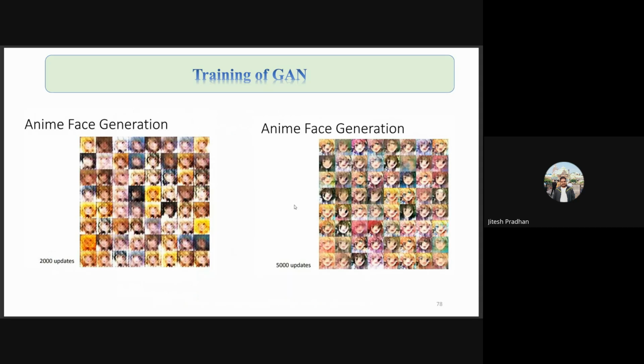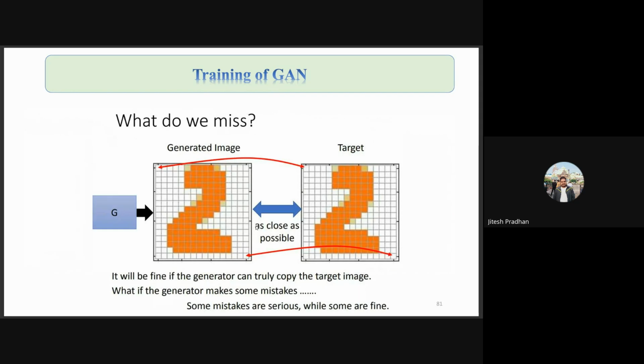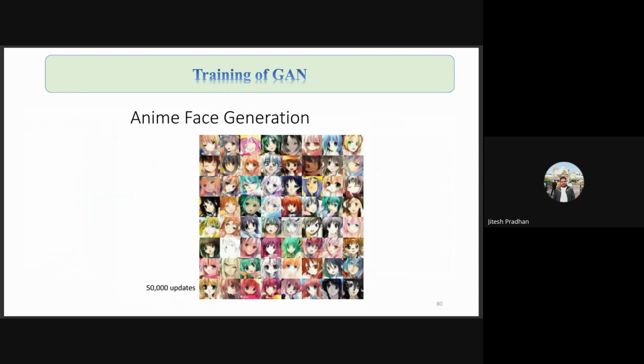So it started with random noise, generated this, and based on that it generates this. Okay, this is the training process of the generator.